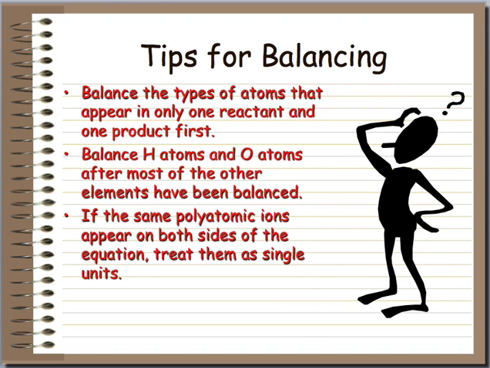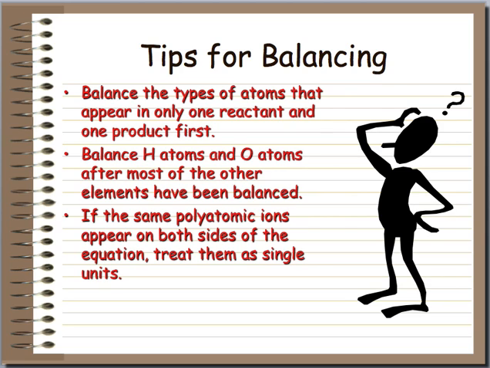So, some tips on how to balance, and these are written in for you. You don't have to fill them in. We balance the types of atoms that appear in only one reactant and one product first. So if there's a plus sign and you see oxygen that's in two things on both sides, we'll have some examples. You don't want to conquer that atom first.